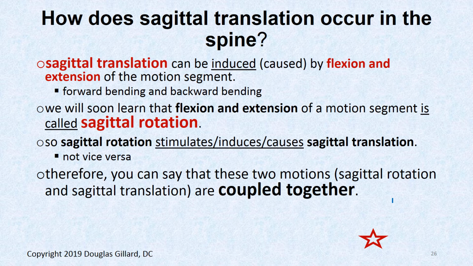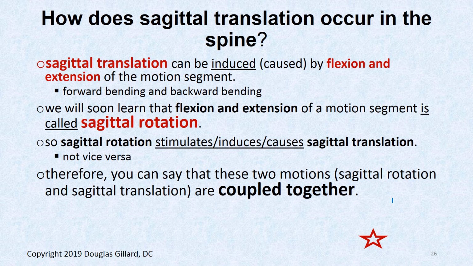When you bend forward at the waist and bend backwards, those are called sagittal rotations. Sagittal anterior rotation, sagittal posterior rotation. That's going to be around the x-axis, where the rotation is going to occur. But that force will impart a sagittal translational force as well. So every time you bend forward, your motion segments have a tendency to want to slip forward. When you bend backwards, they have a tendency to want to slip backwards.